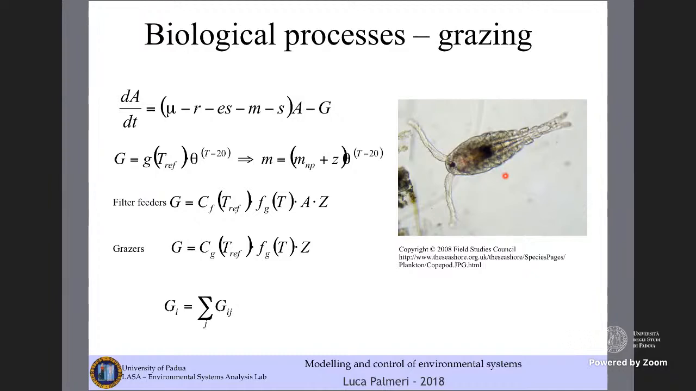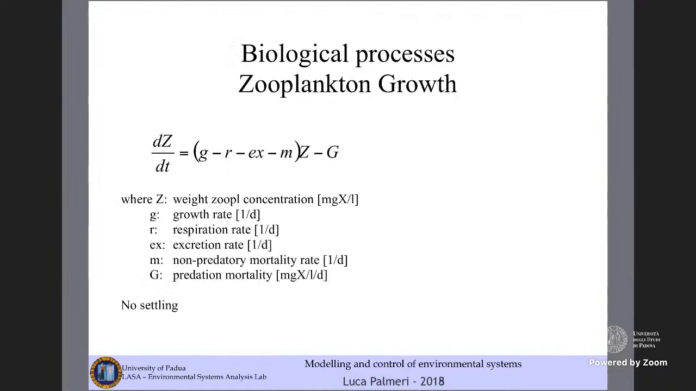In the case of filter feeders, we may write that the grazing effect is proportional to the quantity of algae and to the quantity of zooplankton, and there is a limiting function G that normally depends on the temperature. For grazers, instead, we do not have a dependence on the concentration of algae because grazers are able to go around and look for their own food. So this is the way we include the effect of the higher trophic levels.